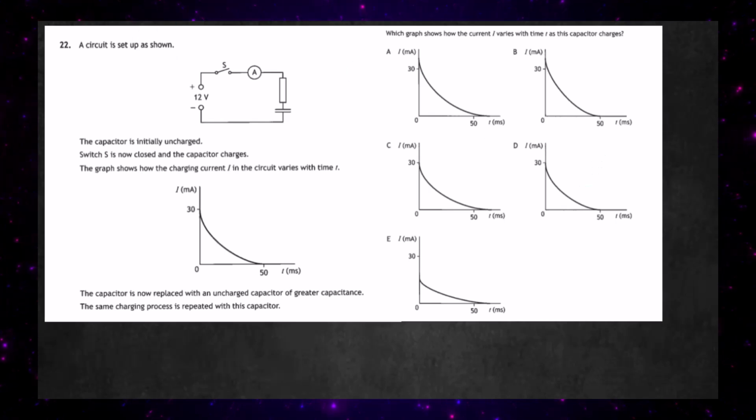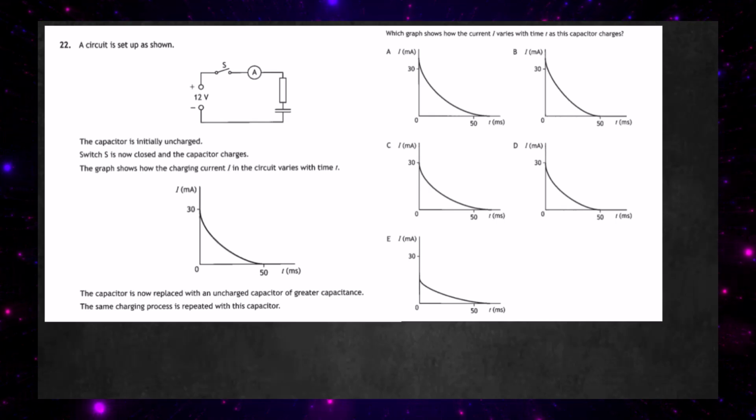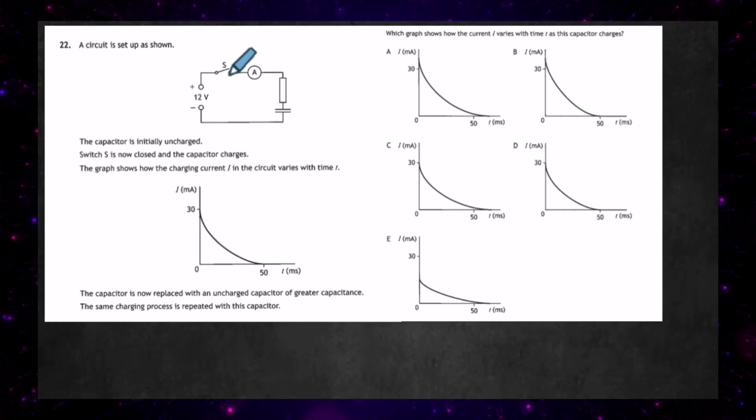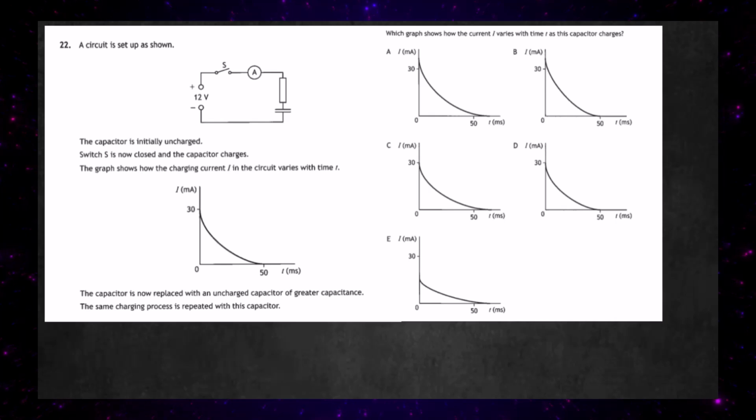Question 22 from the 2024 Higher Physics Examination of the SQA Section 1. A circuit is set up as shown. We have a 12 volt battery, a switch, an ammeter, a resistor and a capacitor. The capacitor is initially uncharged, switch S is now closed and the capacitor begins to charge.